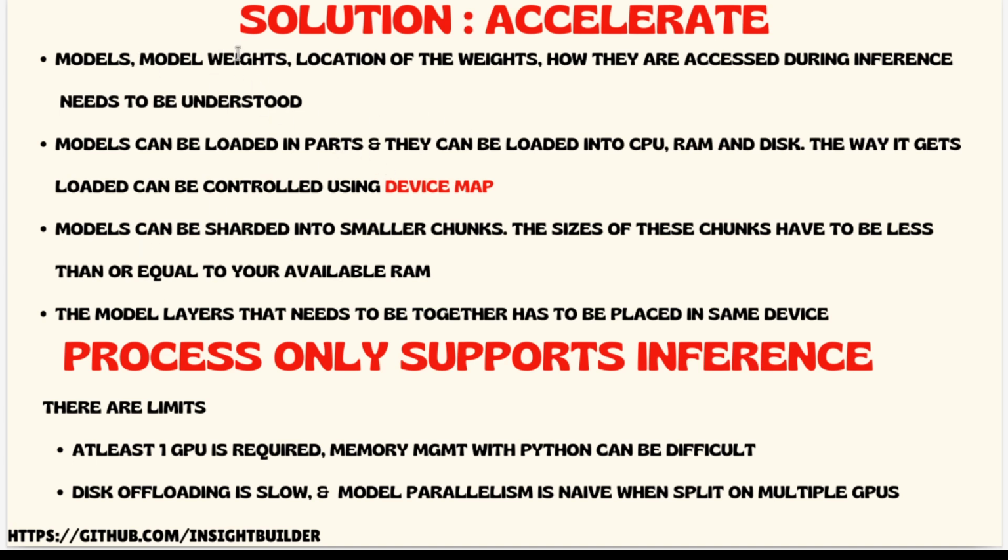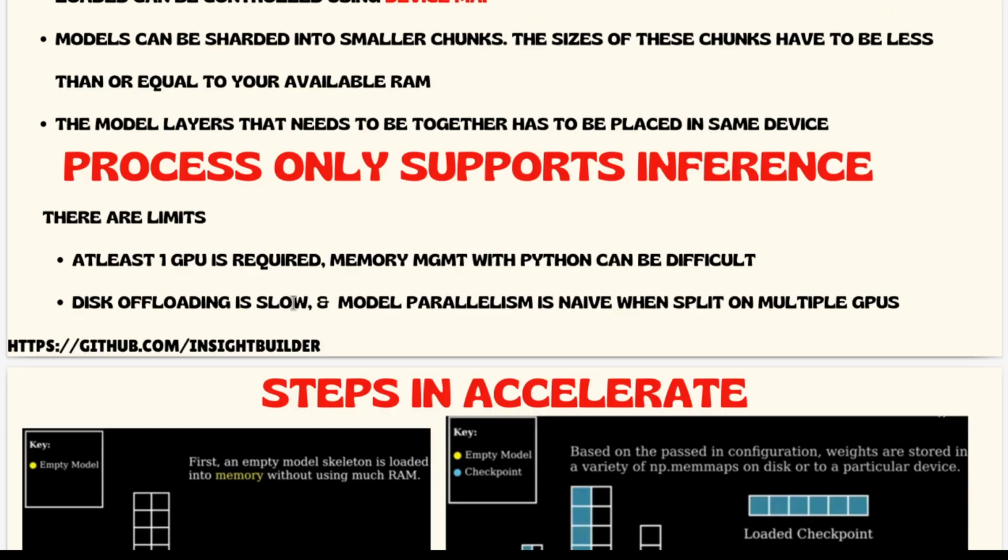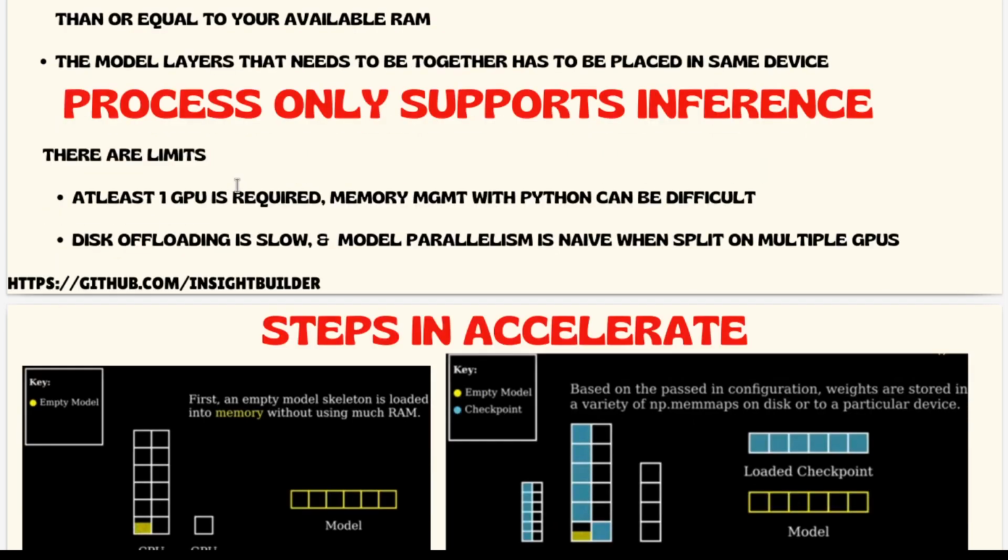As I already explained, how the model's weights and the location of the weights are decided, how the models can be sharded, and how the model layers need to be allocated. So all these things we will be looking at in the next step. First, a couple of limitations.